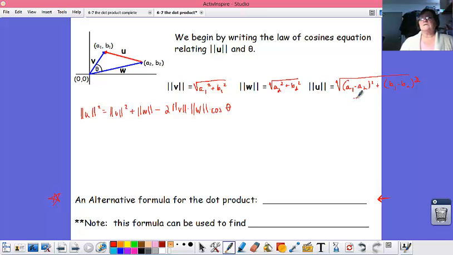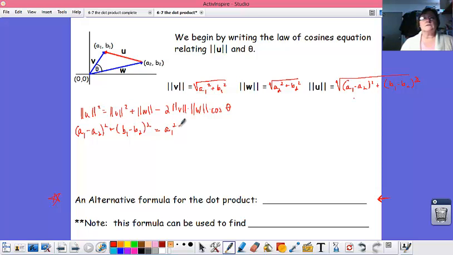The magnitude of u is this. If we square it, we just lose the radical. So I hope that you're going to follow that. We're squaring the magnitude of u, so what we get out of that would be this: a1 minus a2 squared plus b1 minus b2 squared. That has to equal, according to this, the magnitude of v, which is this, but squared.